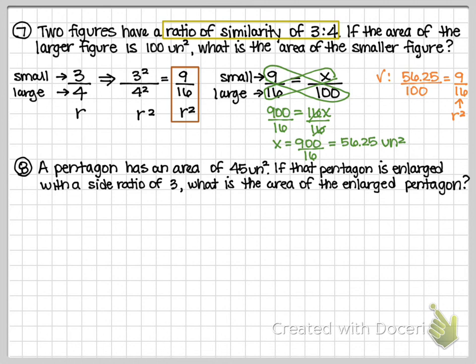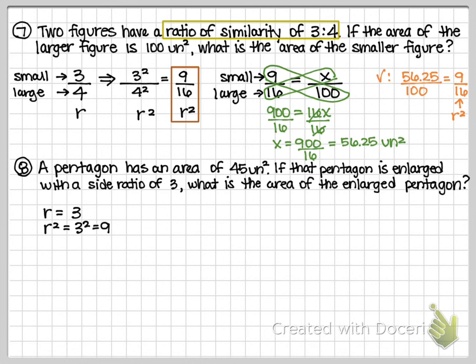Okay, number 8. And this is going to be our last one. Pentagon has an area of 45 units squared. If that pentagon is enlarged with a side length ratio, all right, here we go. A side length ratio, which means r is 3. And then area, okay, this is an area problem. All right, we need to turn this into r squared. So r squared is equal to 9, because I did 3 squared. So I'll show my work there so we can see where that came from.